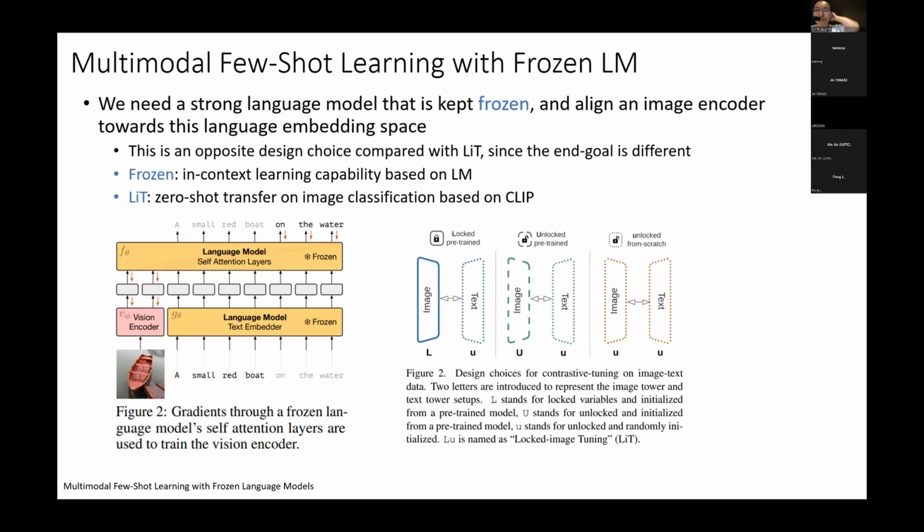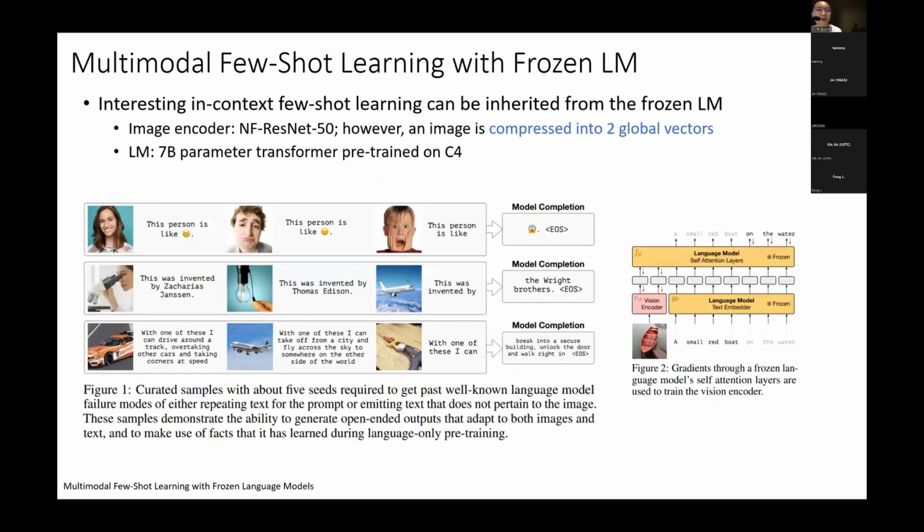If you are familiar with the literature, another method that is quite interesting does the opposite design: the LiT paper. In the LiT paper, they focus on zero-shot transfer on image classification. They are still using the CLIP model, but in their case, they freeze a strong image encoder. And in the Frozen paper, since they care about in-context learning, they freeze the language model. By doing this, interesting in-context few-shot learning capability can be inherited from the frozen LM.